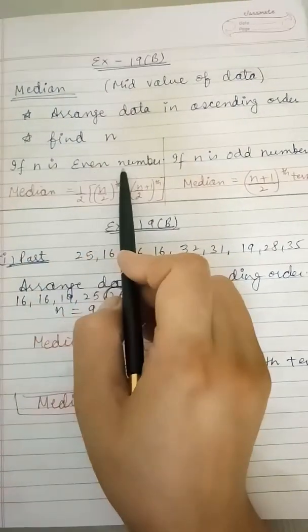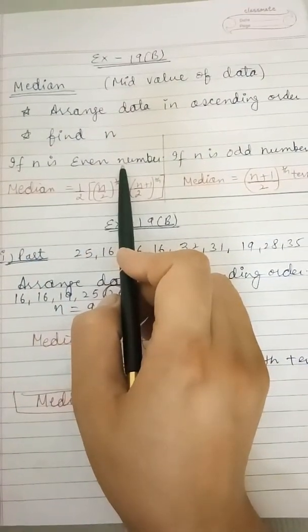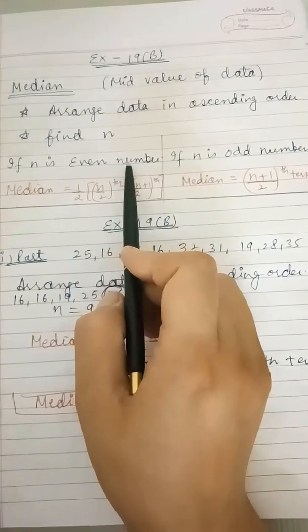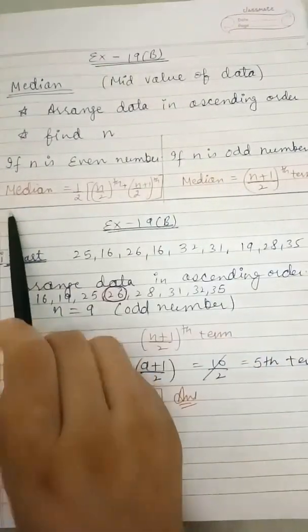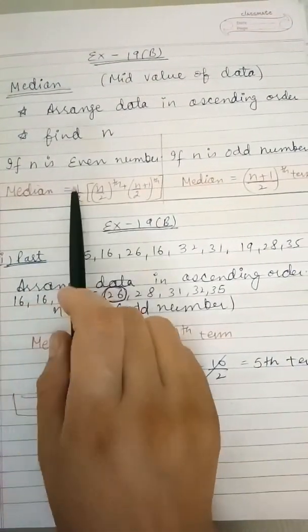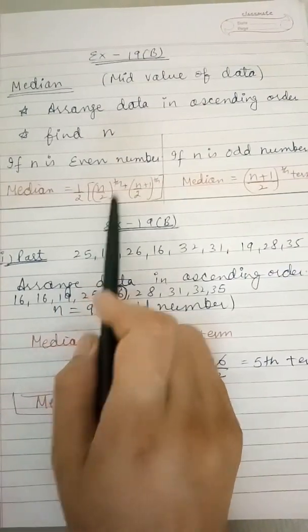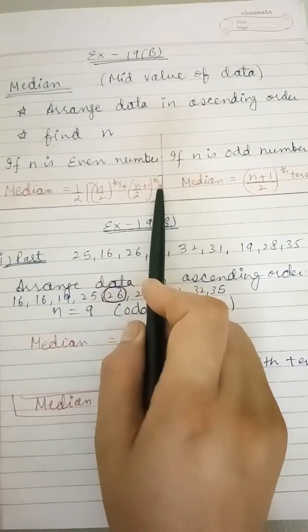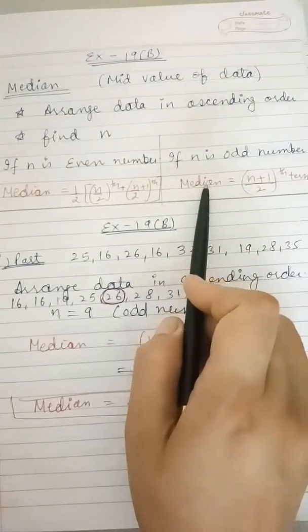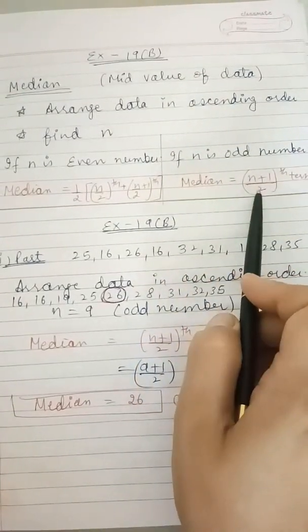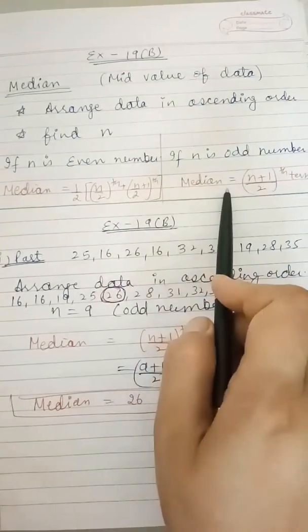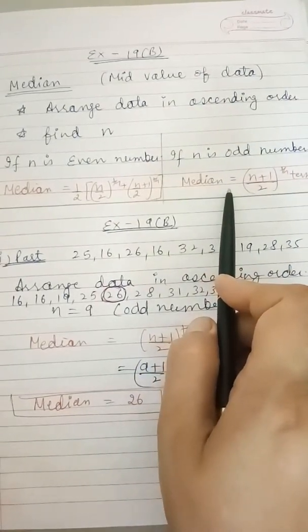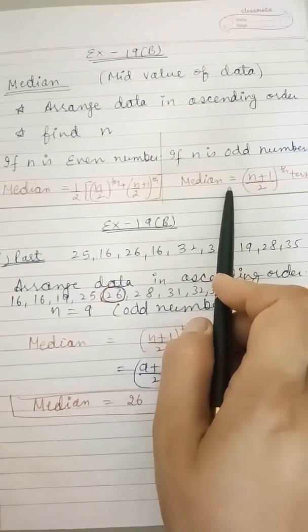If n is an even number, meaning the observations are 4, 6, 8, 10 and so on, in that case the formula of median is half into the n by 2th term plus the n by 2 plus 1th term. And if n is odd, the formula will be n plus 1 divided by 2th term. This topic you have already done in your 8th standard. So let us continue with the exercise.